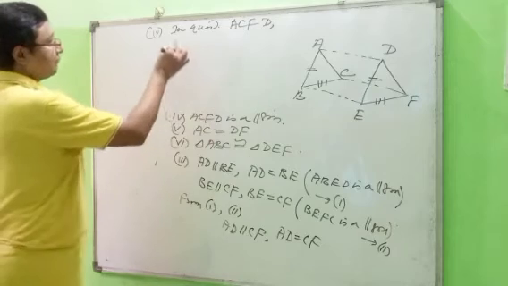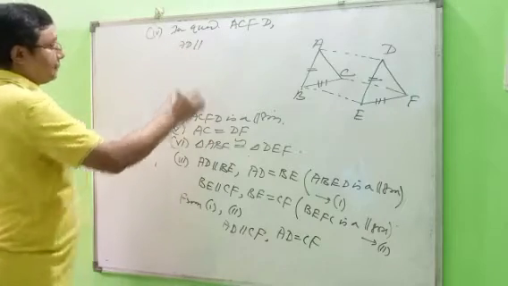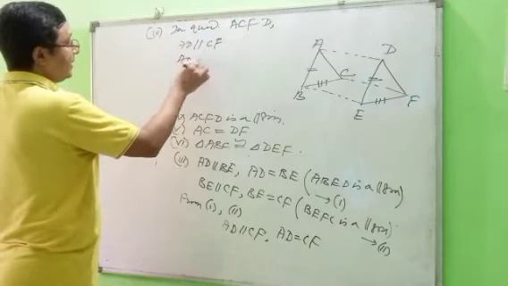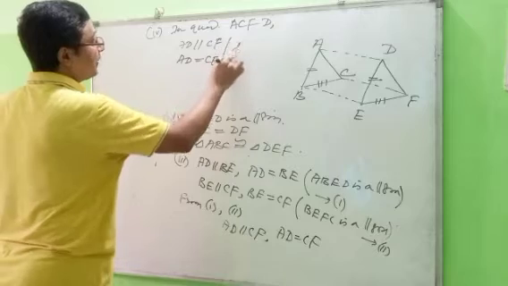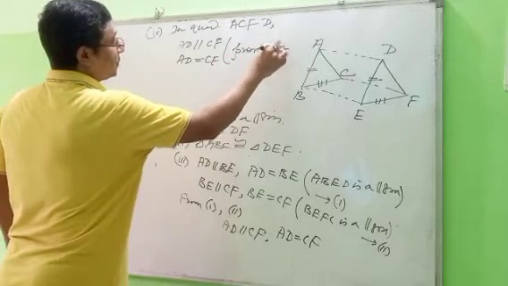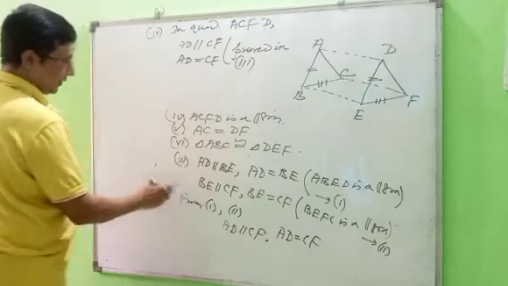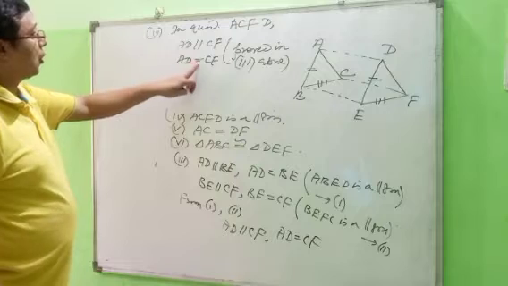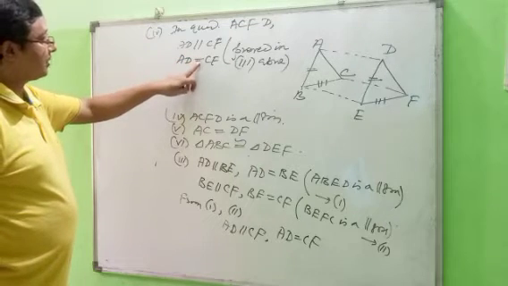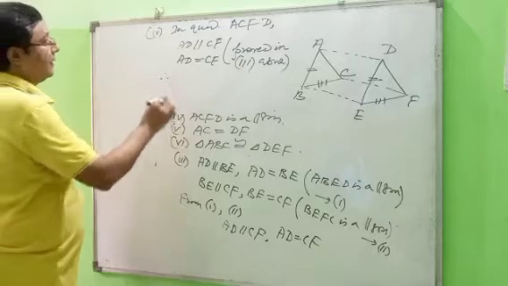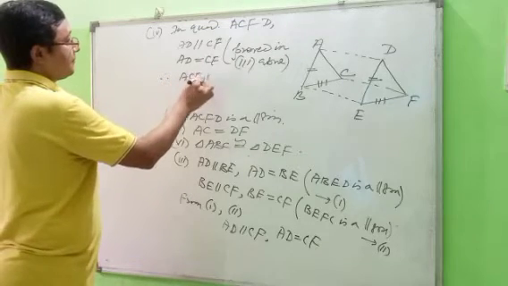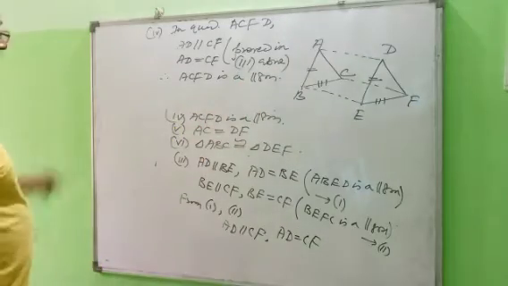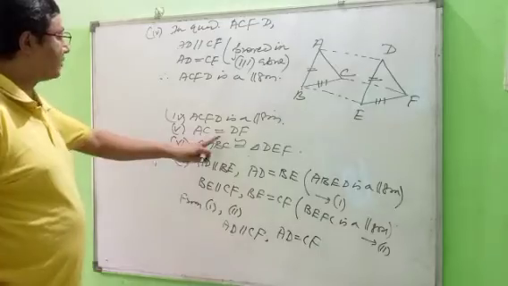So now AD parallel to CF, and then you have got AD equals to CF. So this one is proved in 3 above. So here a pair of opposite sides you got parallel as well as equal. Therefore ACFD is a parallelogram.